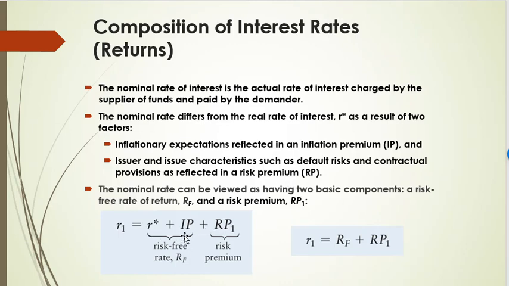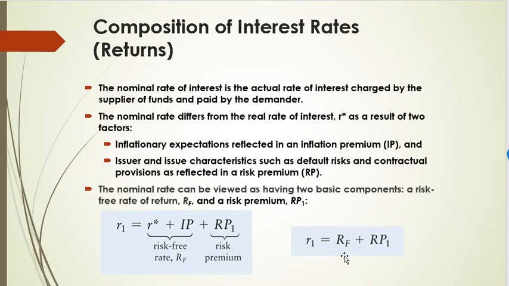Plus the inflation premium. Now we know that inflation changes with time, so short-term instruments will have less inflation premium than long-term instruments. And then we have the risk premium. The risk premium is associated with issuer and issue characteristics, things like default risk, liquidity risk, etc. So there are things that have to do with the security and or the company that create this risk premium.